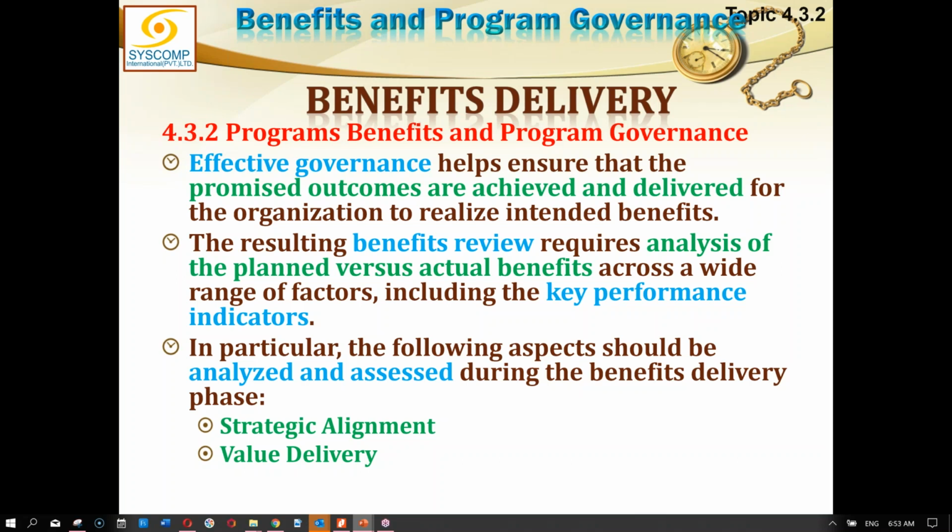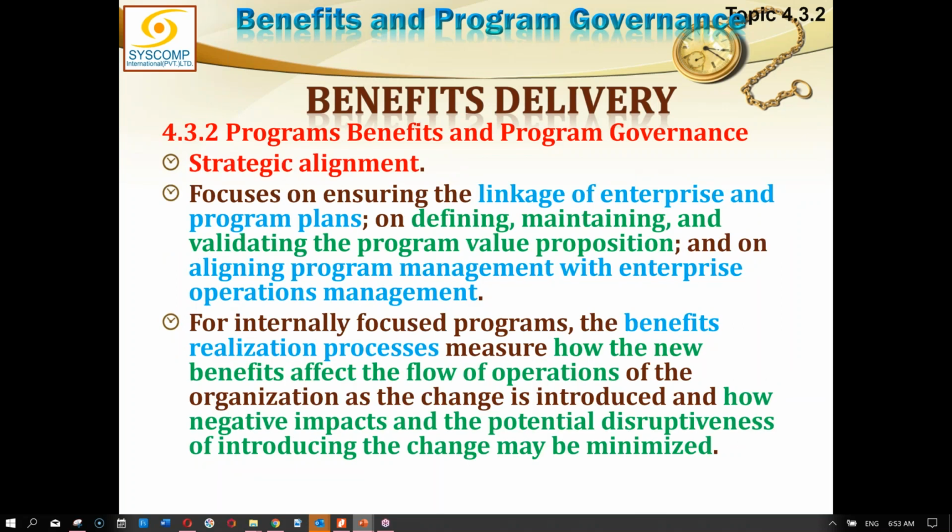That is a comparison which will tell us how much correction is required across a wide range of factors, including the KPIs. In particular, the following aspects should be analyzed and assessed: strategic alignment, number one, and value delivery, number two. In strategic alignment, we focus on ensuring the linkage of enterprise and program plans, on defining, maintaining, and validating the program value proposition, and on aligning program management with enterprise operational management.